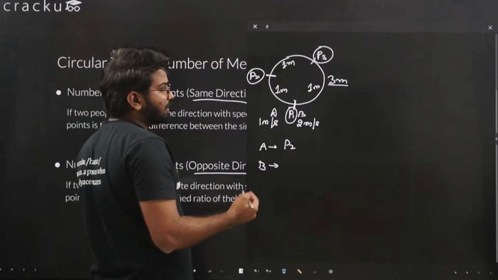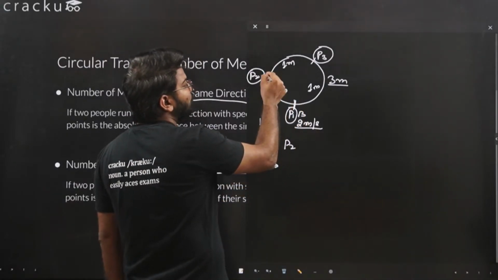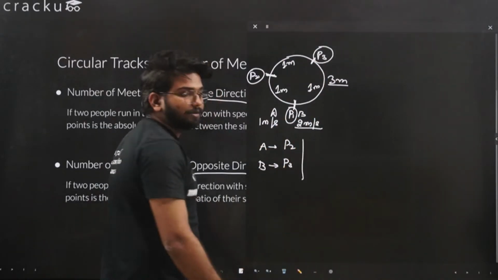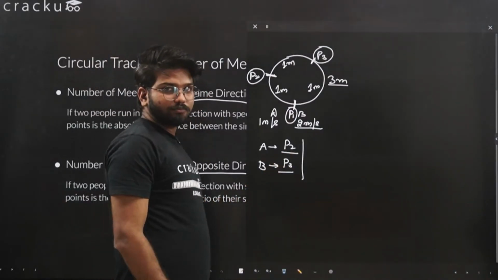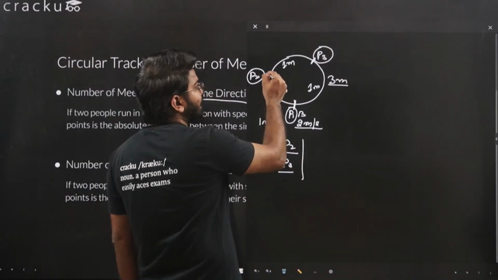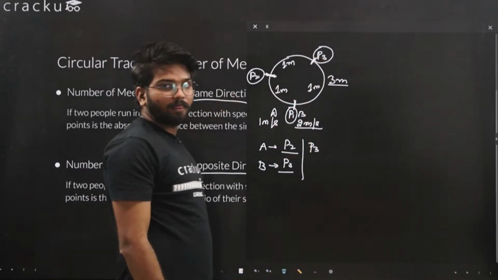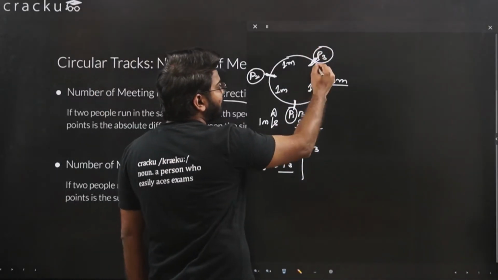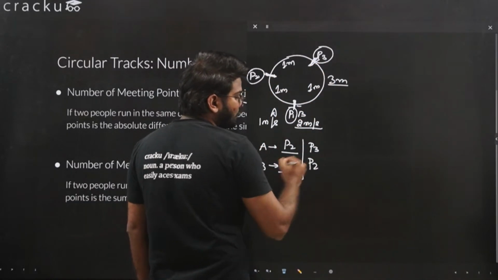And where will B be after 1 second? B is covering 2 meters every second. So B first will cover 1 meter and then another meter, 2 meters. So B will be at P3 after 1 second. So after 1 second, A is at P2, B is at P3. After another second, A is covering 1 meter per second only, so A will go from P2 to P3. So A will be at P3 and B will cover 2 meters. So from P3, B will go first 1 meter here and then another meter, P2.